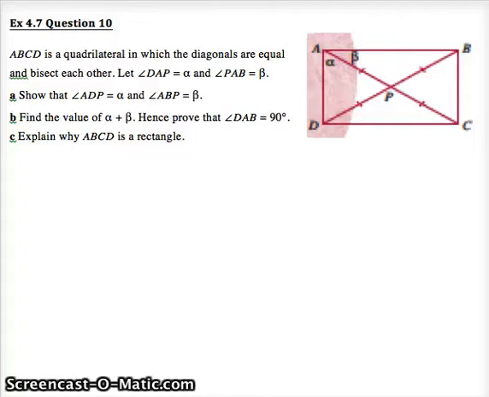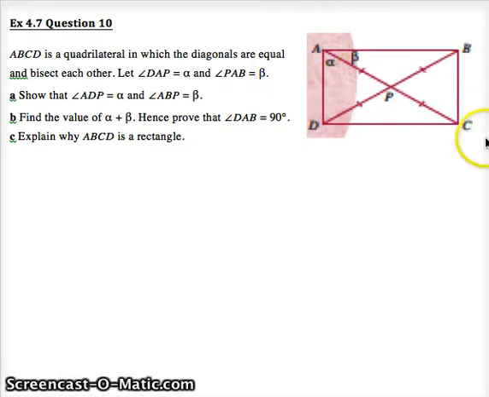This is exercise 4.7, question 10. Now we've been told that ABCD is a quadrilateral, which is a four-sided shape. We haven't been told that it's a parallelogram, so we can't assume opposite sides are parallel. We can't even assume that opposite sides are equal.